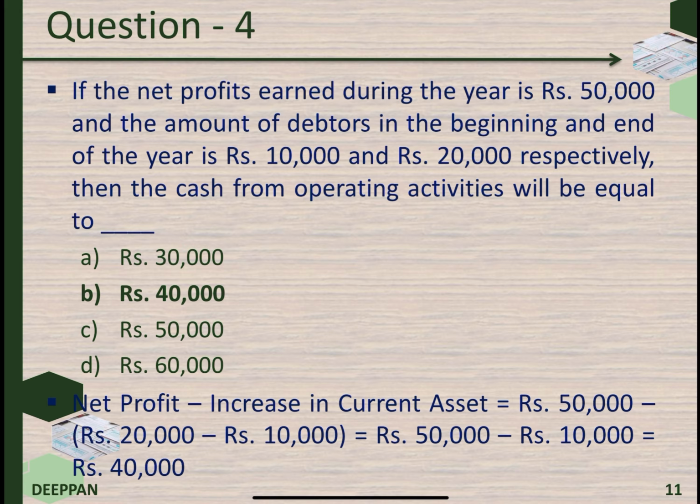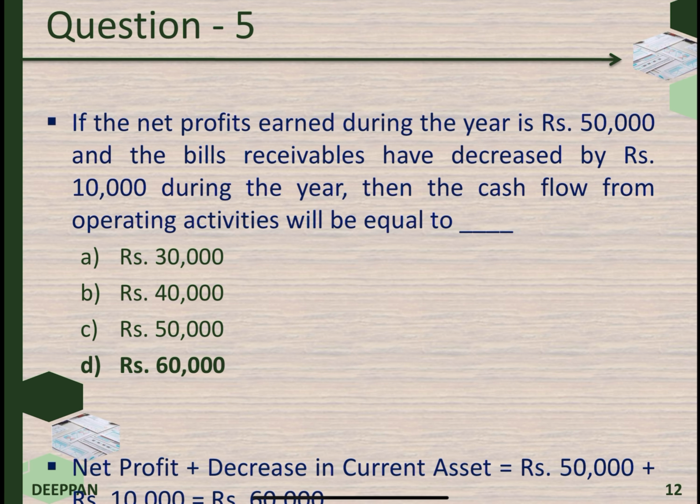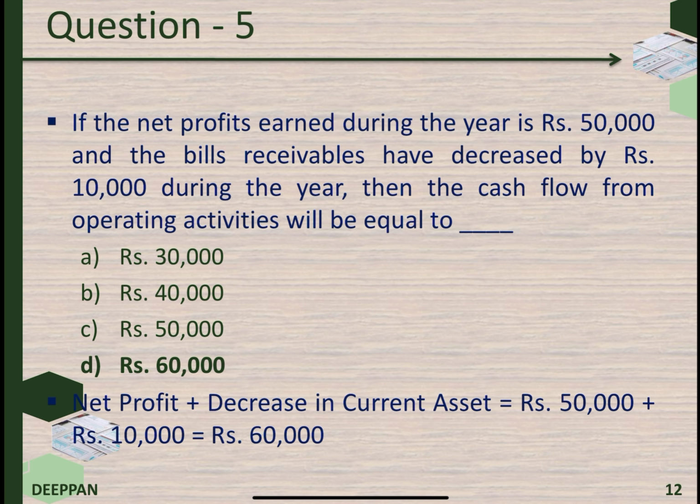The answer is 40,000. If the net profits earned during the year is rupees 50,000 and the bills receivables have decreased by rupees 10,000 during the year, then the cash flow from operating activity will be equal to 60,000. That is net profit plus decrease in current asset.